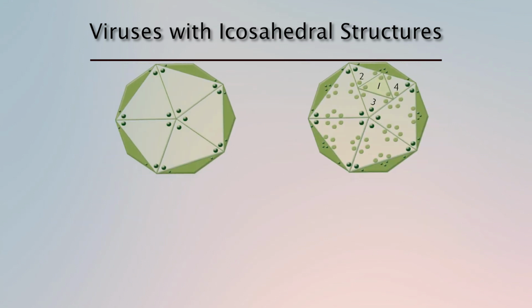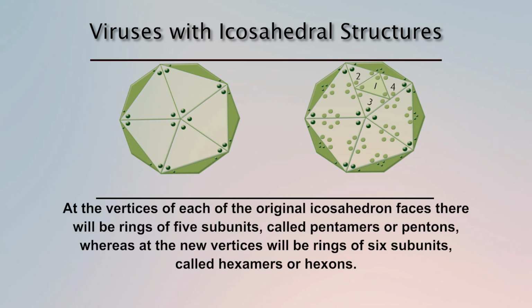Now this slide depicts that at each of the vertices of the original icosahedron, there is a group of 5 protein subunits forming a structure called a pentamer or penton, and a ring of 6 subunits at the new vertices, which is called a hexamer or hexon.